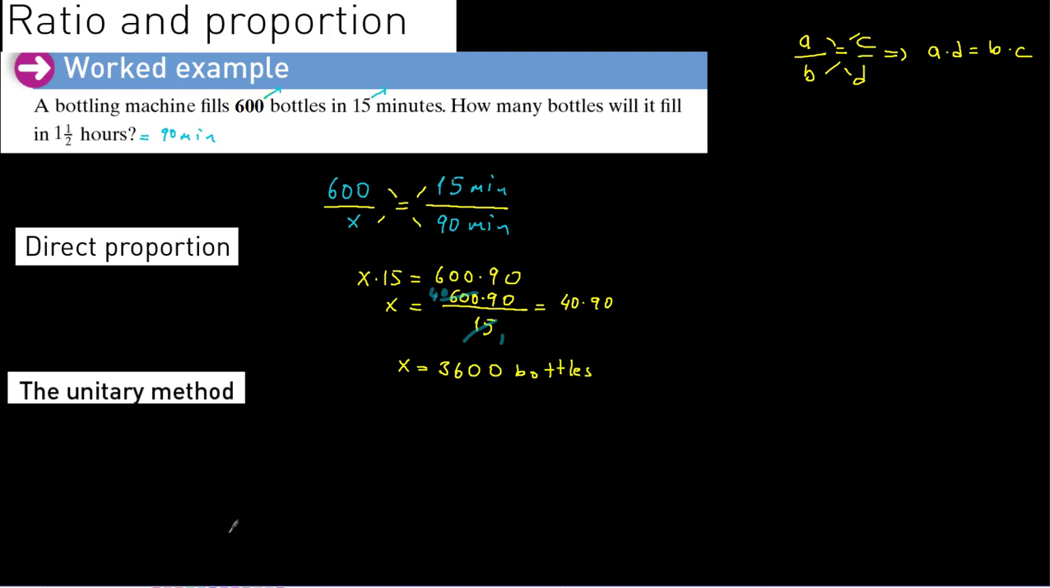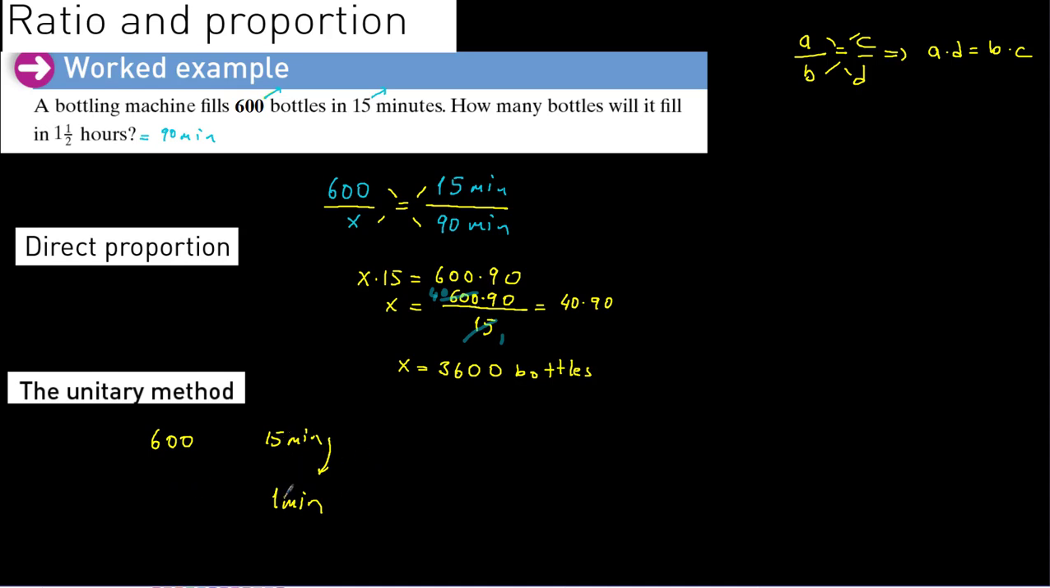What is the unitary method? In the unitary method, one of the variables, bottle or minute, should be 1. By using division or multiplication, I'm going to make it 1, and I'm going to apply it to both sides. Like the beginning, I'm writing 600 bottles in 15 minutes. So I'm going to use the minutes. So I'm going to find in 1 minute how many bottles can be filled.